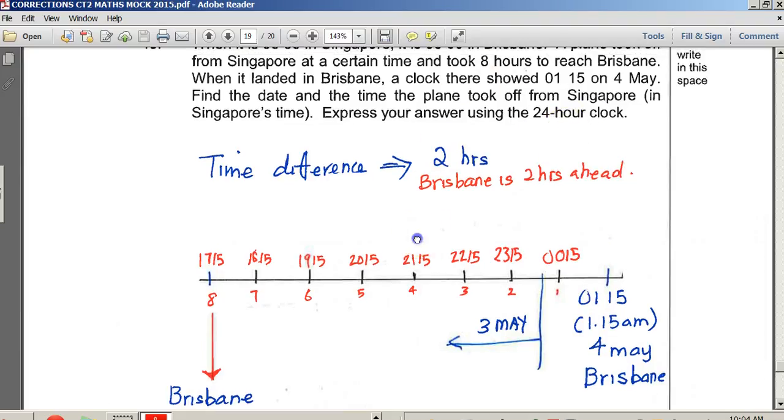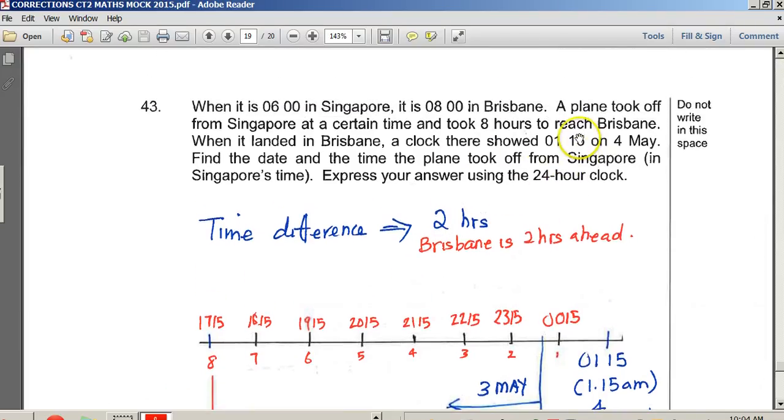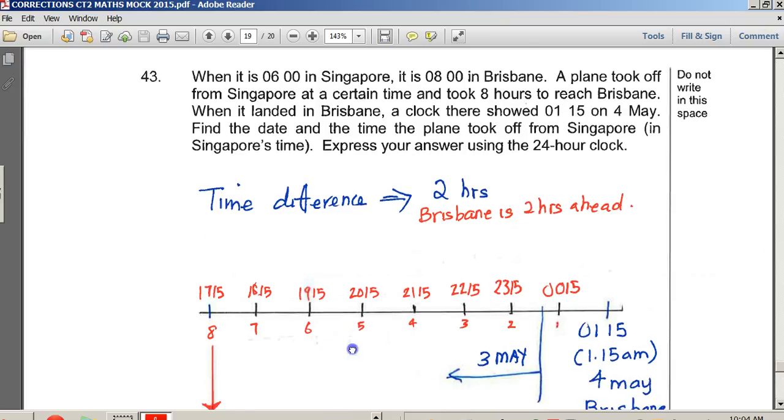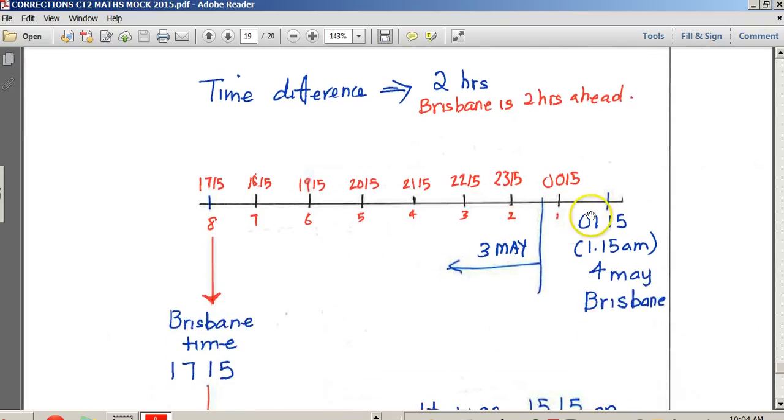So how long did he fly? The plane took 8 hours. Let's count 8 hours back: 1 hour, 2 hour, 3 hour, 4 hour, 5 hour, 6 hour, 7 hour, 8 hour. Going 8 hours back, the Brisbane time is 17:15. There is no change here; this is from Brisbane time to Brisbane time, 17:15.